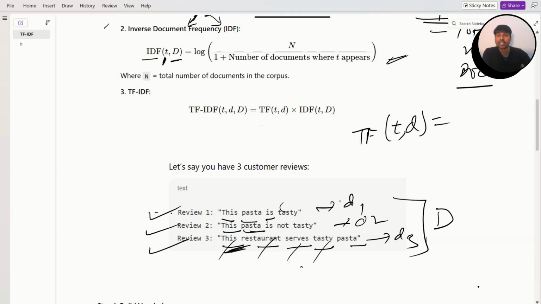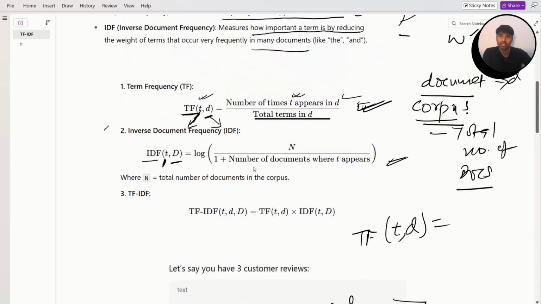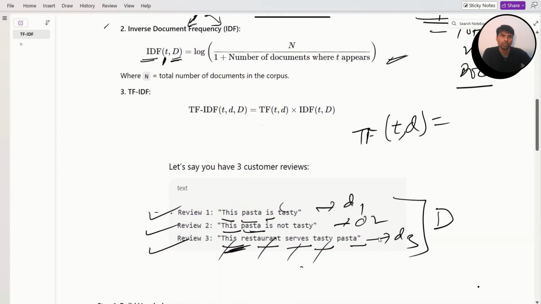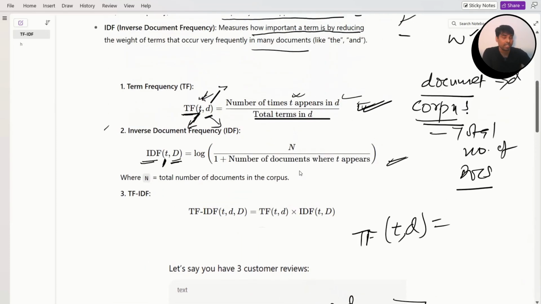If you are confused with this notation, it is very simple. If I say TF(t, d), I mean I want to find this keyword t in a given document, because it's document specific. In the IDF case, I want to find t, any keyword, in the whole corpus, in documents 1, 2, 3, the whole document set. That is why I'm denoting it by letter D, which is nothing but my whole corpus. So the formula is N.